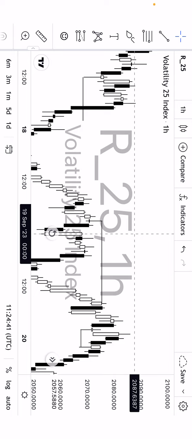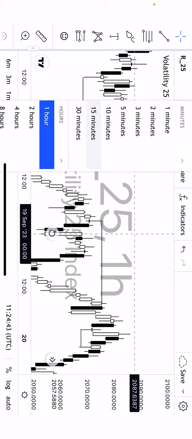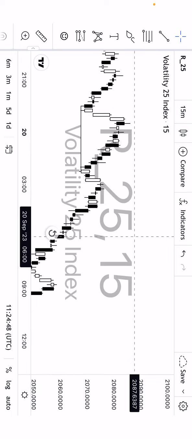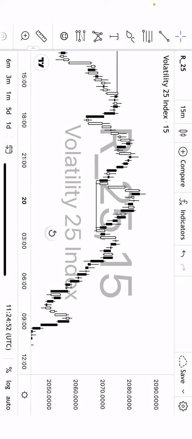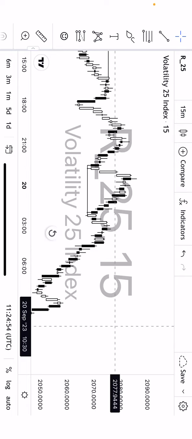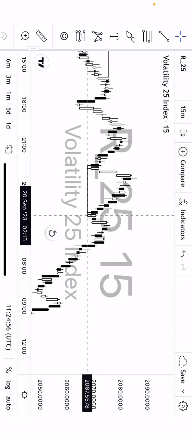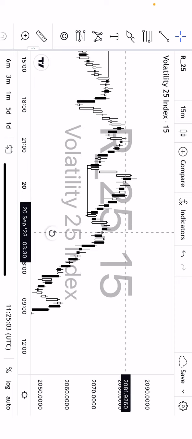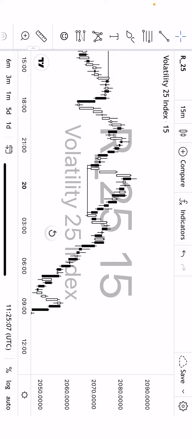That's 2 time frames. 15 minutes is actually to the upside, which is contradictory to the 4 hours and the 1 hour. But here on the 5 minutes, immediately you see that we had this BMS to the downside. You should be calculating in your head that the market is actually ready for a change of character.